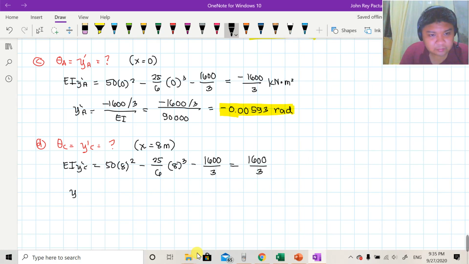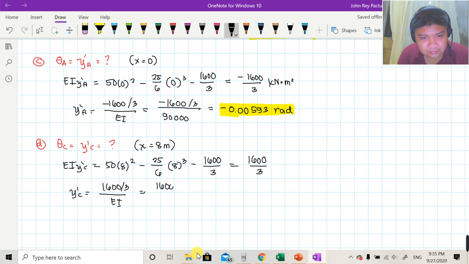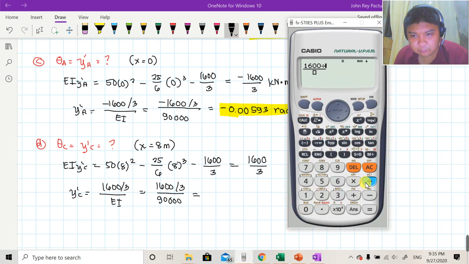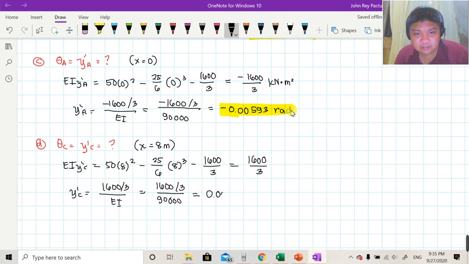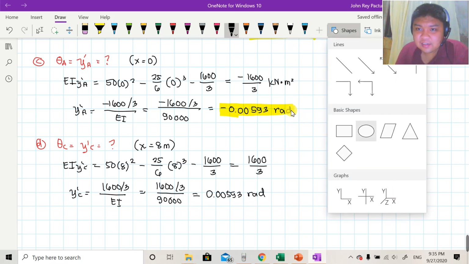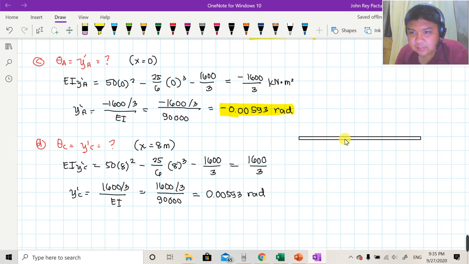So, therefore, ang magiging y prime c natin ay positive na siya ngayon. So, 1,600 over 3 divided by EI. So, 1,600 over 3 divided by 90,000. Okay? So, sige. Ang sagot natin, still, 0.00593. So, this is expected class kasi explain ko ngayon kung bakit ganyan yung sagot sa C and D.